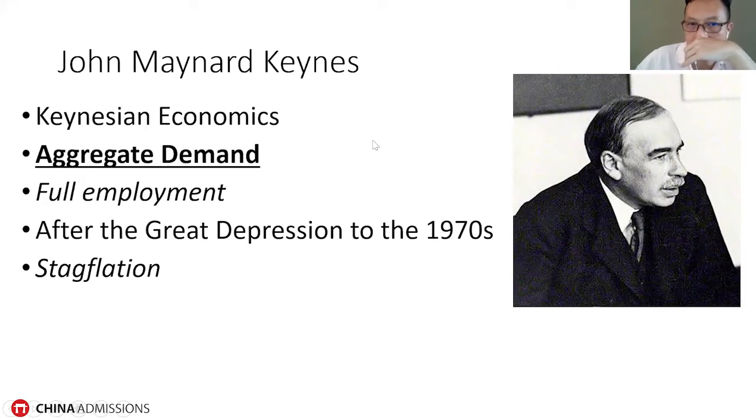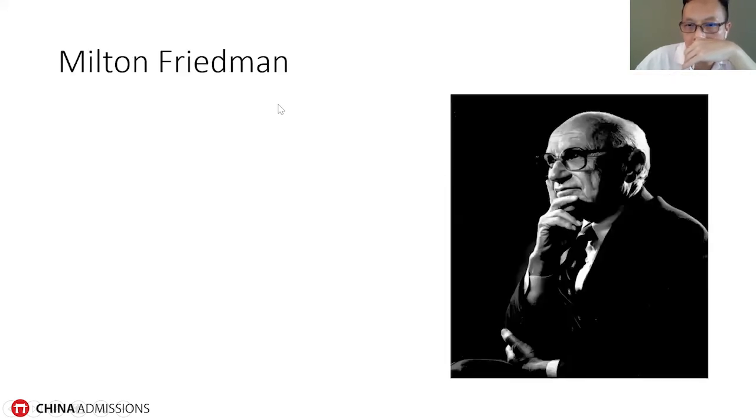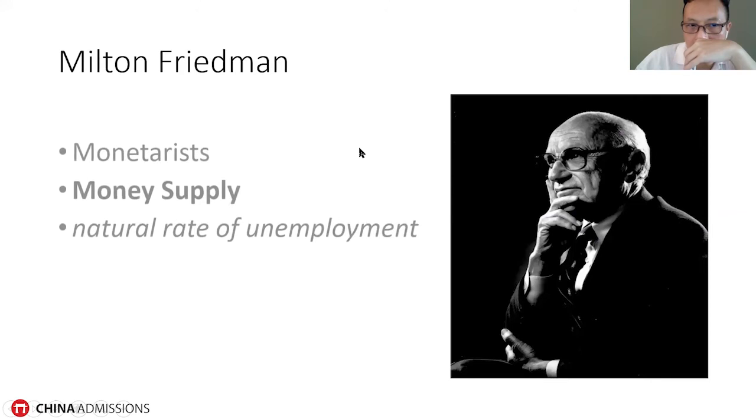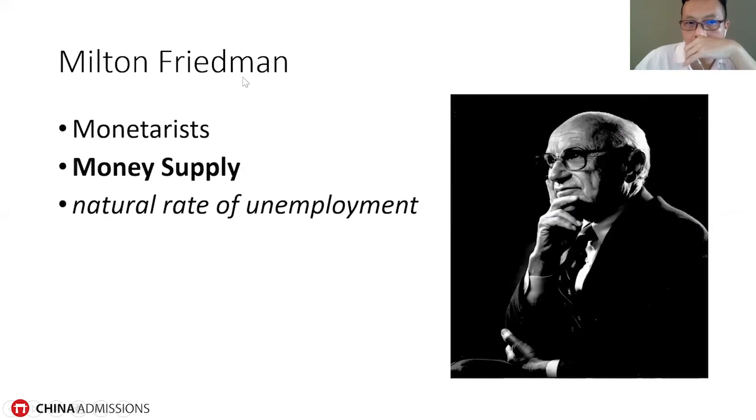Right, that's Keynes. Now, after Keynes, after the 70s, Friedman became the popular guy in economics. And the highlight of Friedman economics is on money supply. Okay, he's a monetarist. Anyway, it's the details. I won't go into that today.